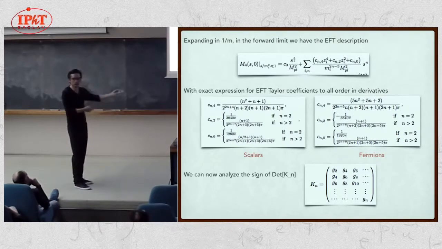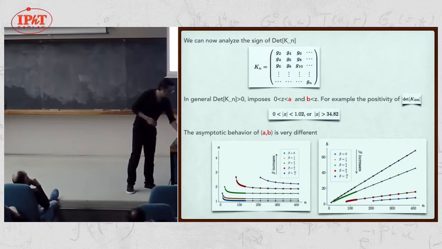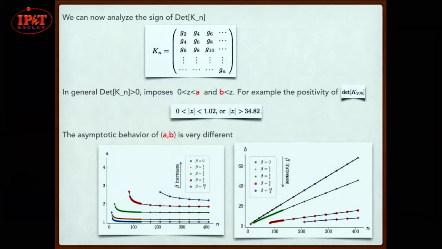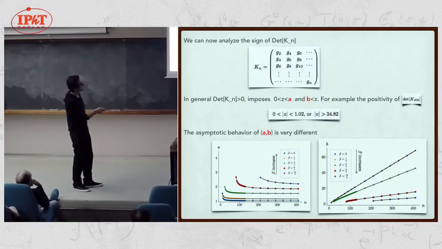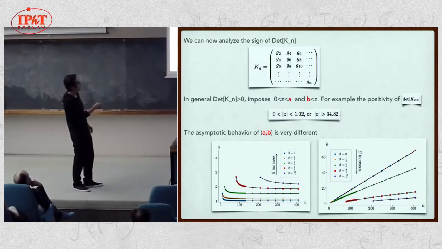So all we need to do is just stick it into this bound, and then we compute. When you compute, you find an interesting result. For example, if you apply this matrix, the determinant of the matrix needs to be positive, and we've computed up to k equals 200, so this is basically an 80 by 80 matrix, so you can just order by order increase your matrix bound. And this gives you a bound on your z. So z is actually bounded between 0 and 1.02, and z must be bigger than 34.82.